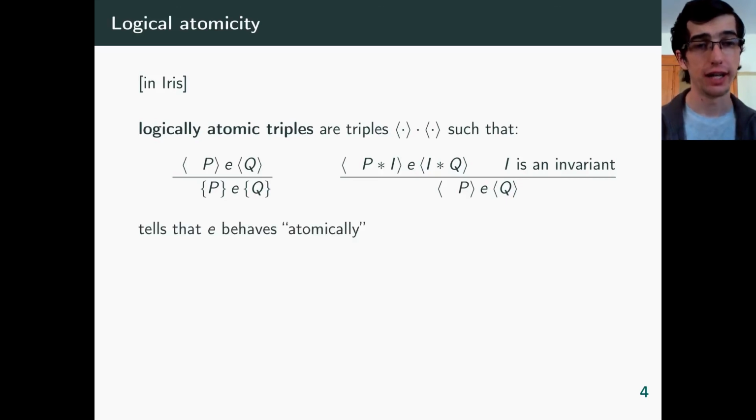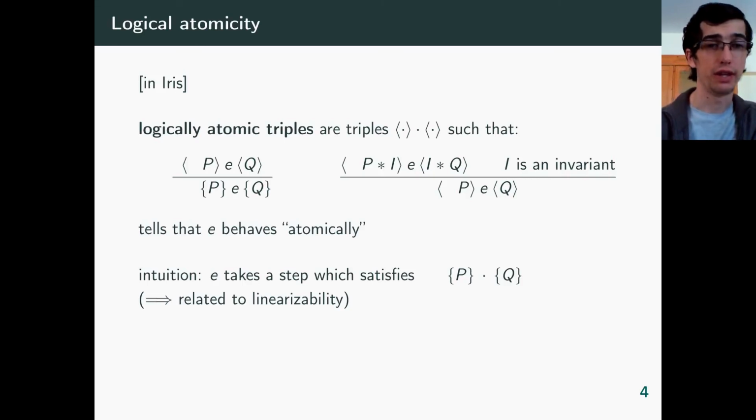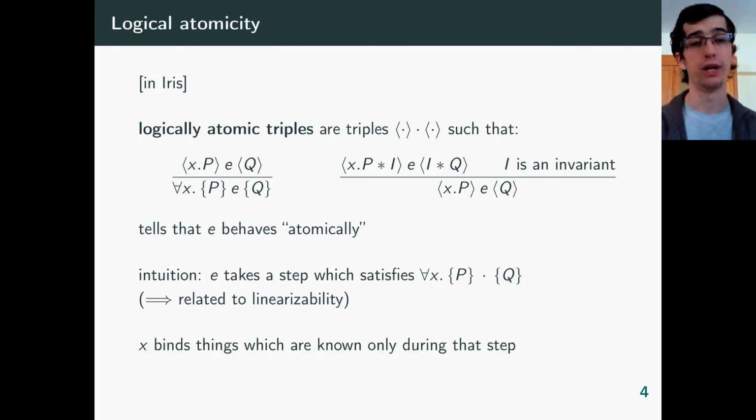This is a way of stating that E is logically atomic, and by that, we mean more formally that there is a step in the execution of E, such that E behaves as if everything happened during that step. It is this step which satisfies the Hoare triple with P and Q, so P and Q need not hold at the start and end of E, but only just before and just after the atomic step. Because of this, we need a binder to be able to name things which we only know during the atomic step when we actually open the environment. So here, X is bound in both P and Q.